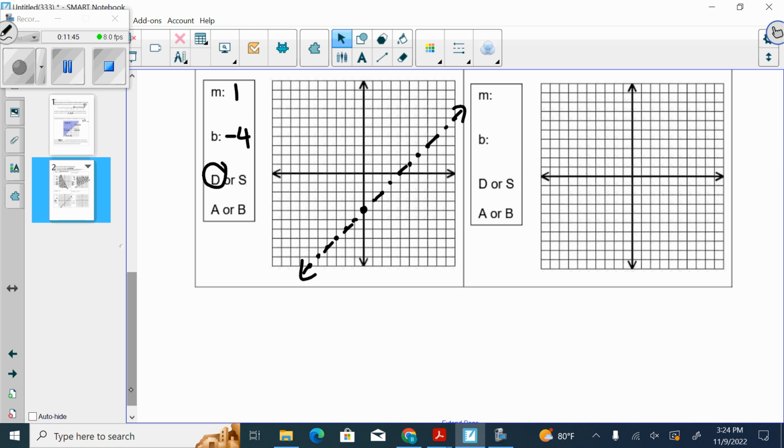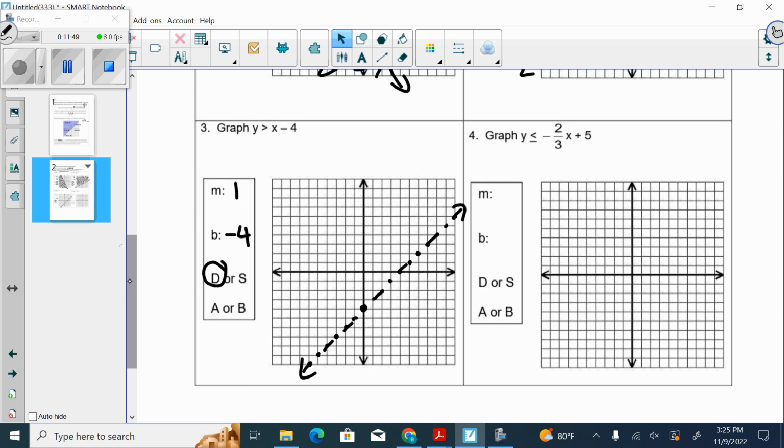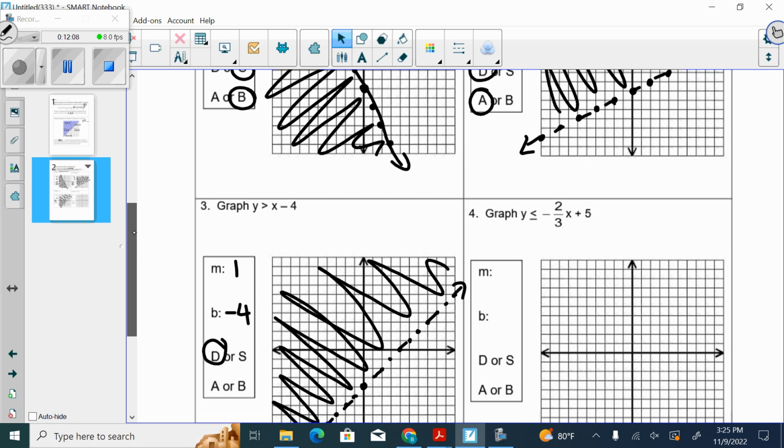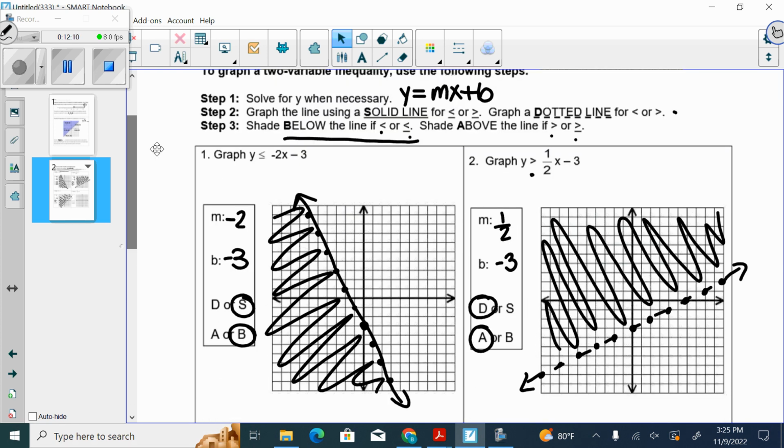All right, and then the last thing I check for is where I'm supposed to shade. So, I have a greater than symbol. So where am I supposed to shade? Above. Good. Again, if you're not sure, please don't guess. It has it written for you on step number 3. So you don't have to guess. You can check it. Okay? If it's facing this way, and you look at step number 3, it says if it's facing that way, we shade above.